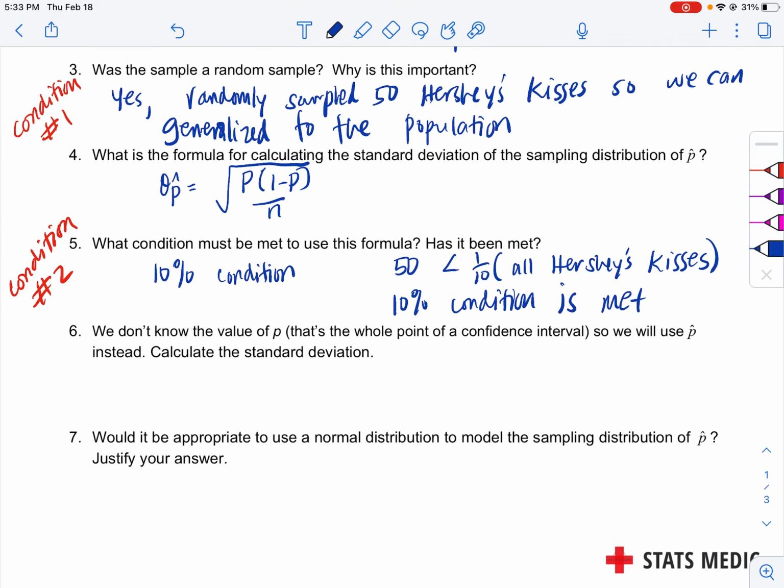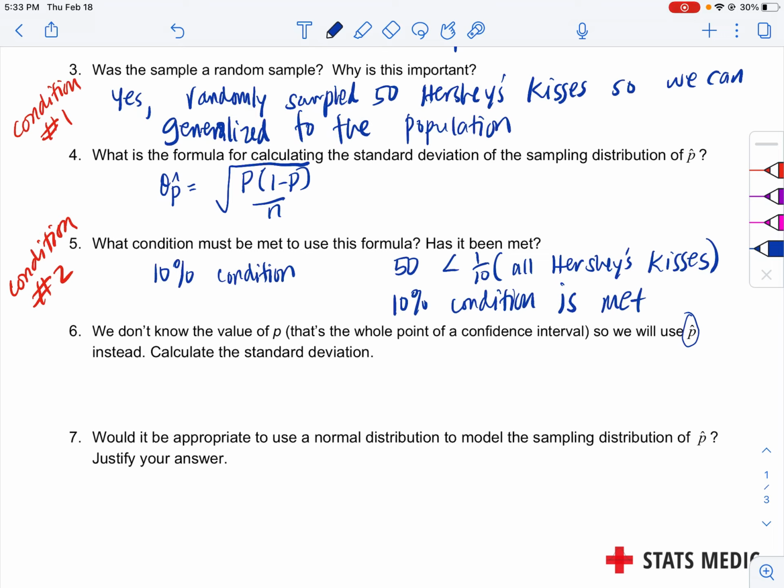Okay, moving on. You know how we have our formula, the square root of p times 1 minus p over n? We don't know the value of p. That's the whole point of a confidence interval, right? We don't know the true proportion. That's why we're using our sample proportion to estimate the true proportion. So we will use p-hat instead.